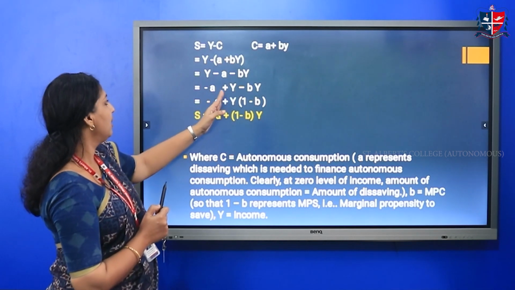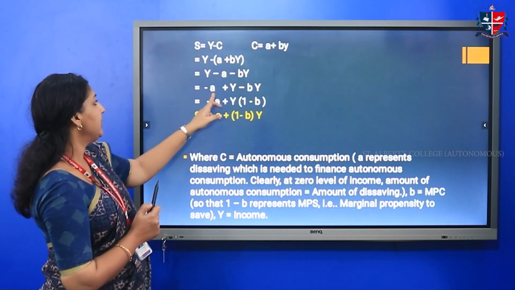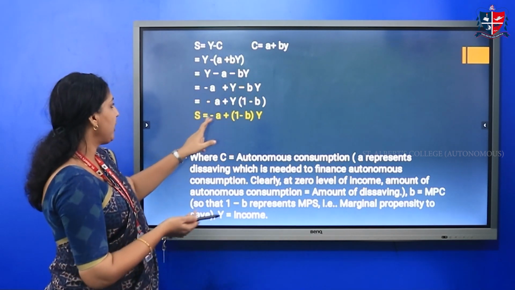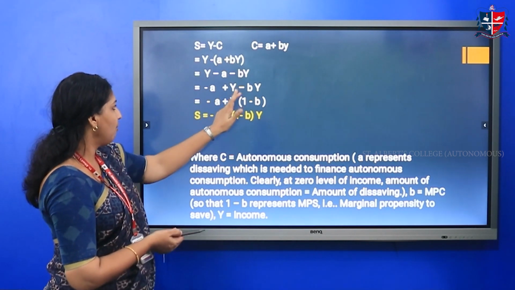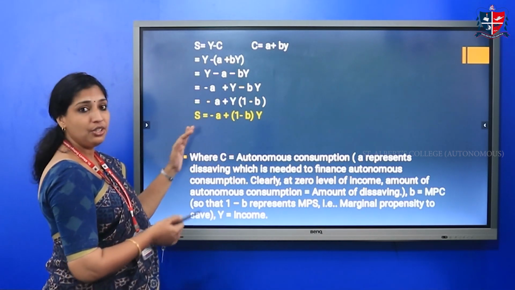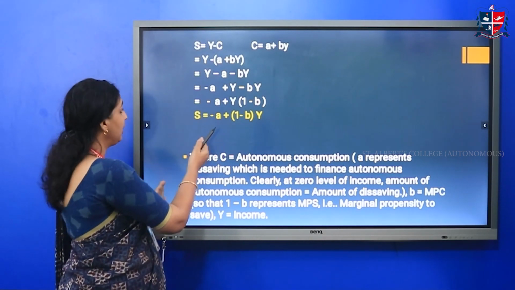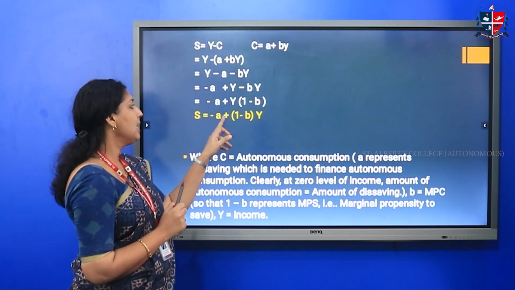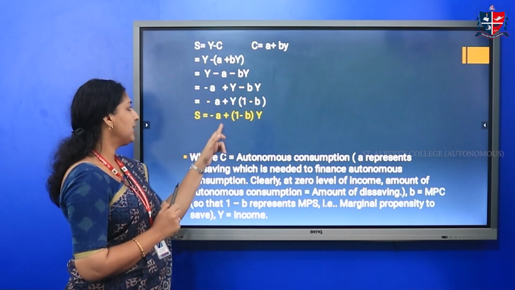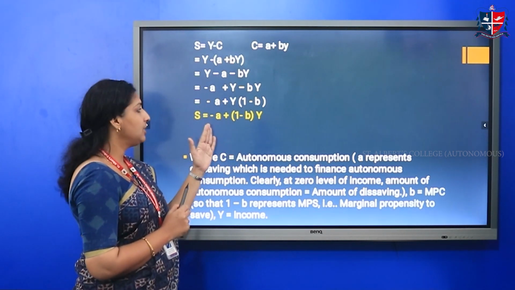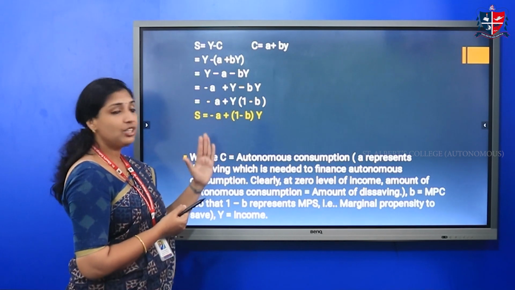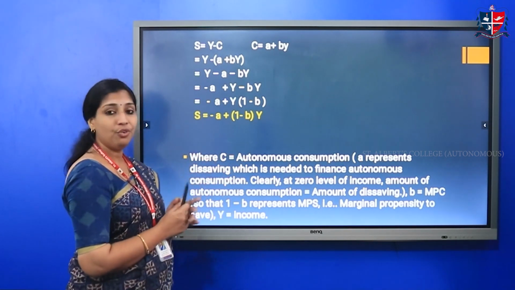Now we can take A to this side, so minus A plus Y minus BY. Again, while rearranging this equation, we get minus A plus Y, and taking Y out, Y into 1 minus B. So the new saving function is written like this: S is equal to minus A plus (1 minus B)Y. So minus A is the autonomous consumption and 1 minus B is the marginal propensity to save, and Y is income.